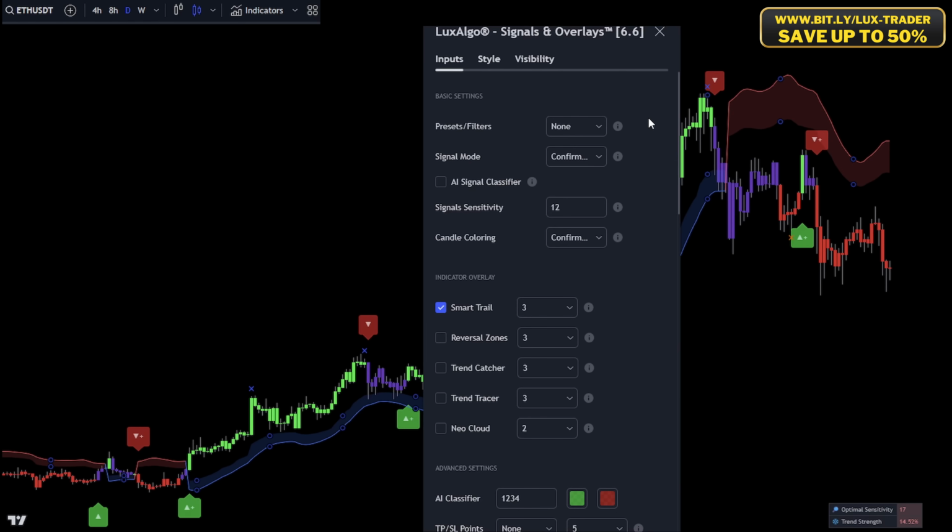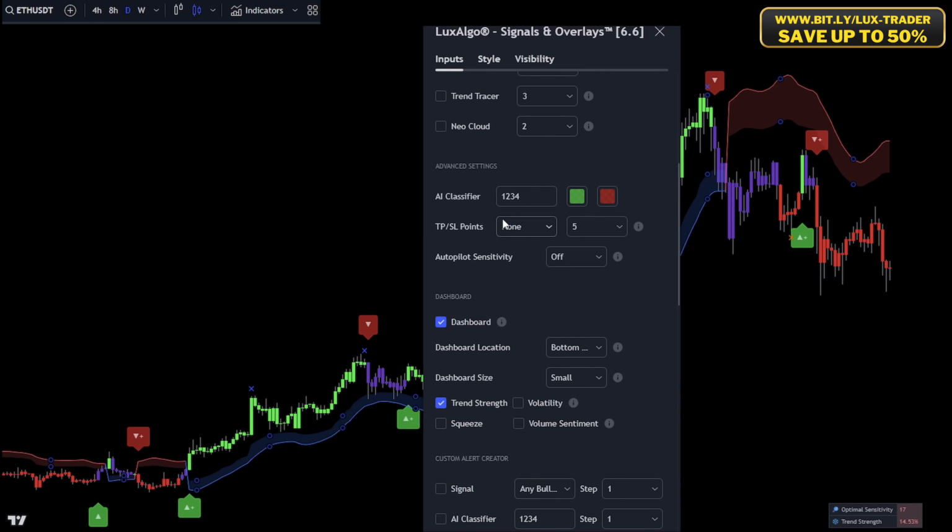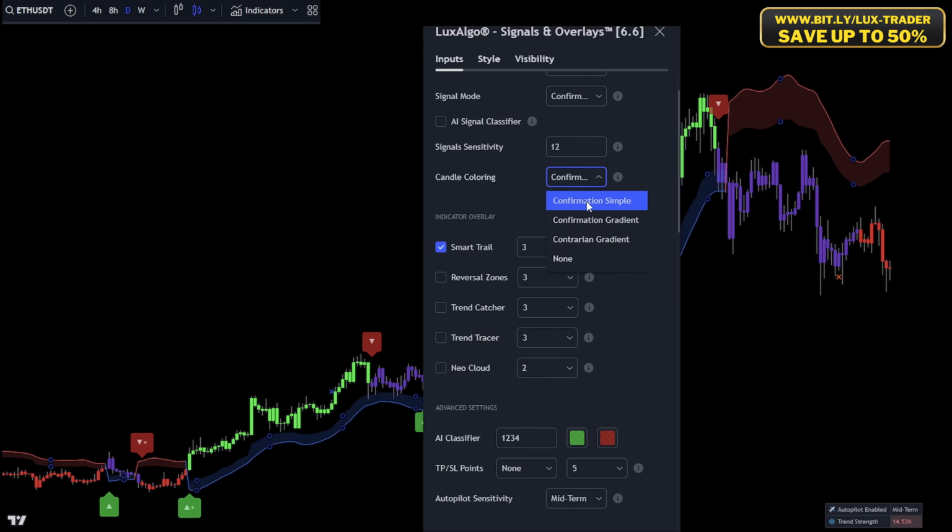First, let's take a look at the basic settings for the presets and filters. For the signal mode, you want to use confirmation and exits. And you do not want to use the AI signal classifier, so make sure this option is disabled. For the signal sensitivity, I'd recommend using the autopilot sensitivity set to mid-term. Next, for the candle coloring, we are going to use confirmation simple.